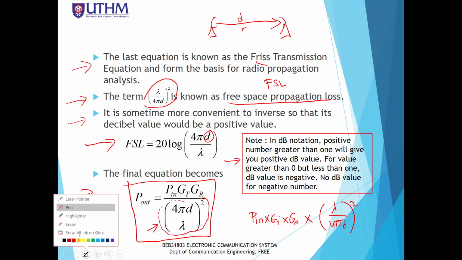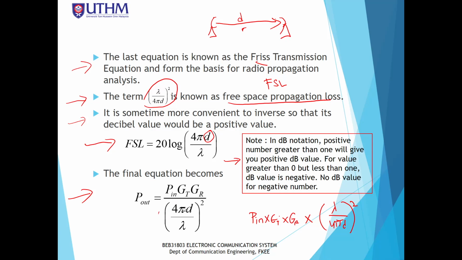Dan nanti kamu akan lihat bahawa sekiranya kita ada banyak jenis losses, if we have more than one losses other than FSL, kalau kita ada losses lain selain daripada FSL, maka kita boleh darabkan bahagian denominator ini. Contohnya, kalau kita ada losses yang tadi LT darabkan dengan LR yang tadi.